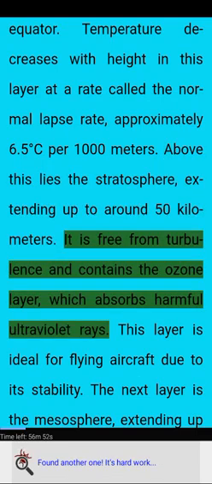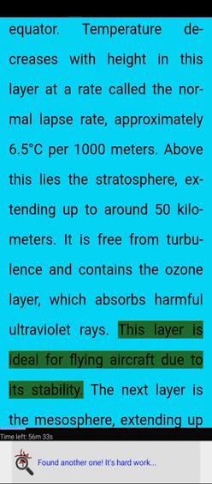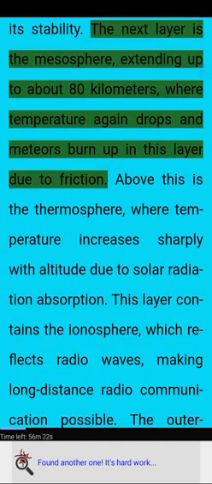It is free from turbulence and contains the ozone layer, which absorbs harmful ultraviolet rays. This layer is ideal for flying aircraft due to its stability. The next layer is the mesosphere, extending up to about 80 kilometers, where temperature again drops and meteors burn up in this layer due to friction.